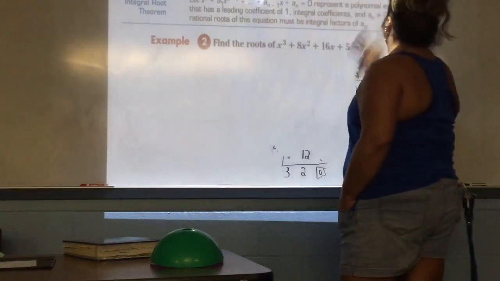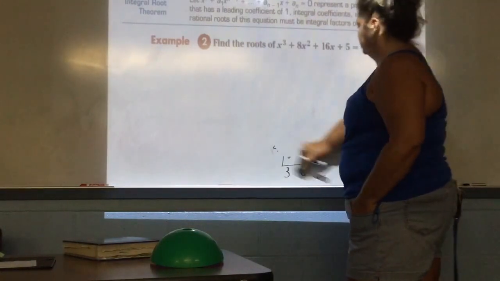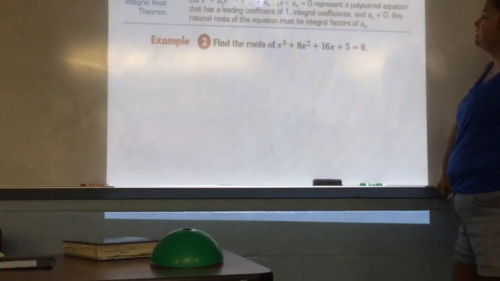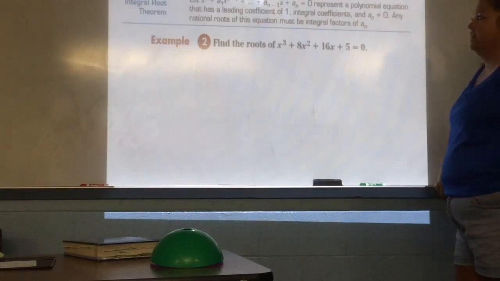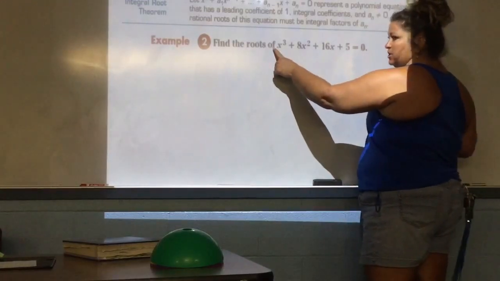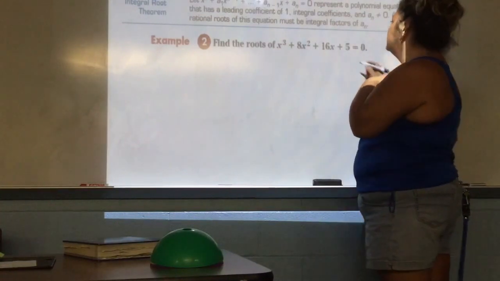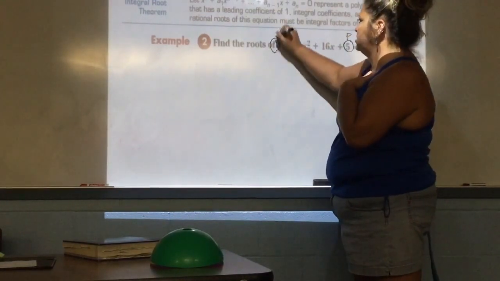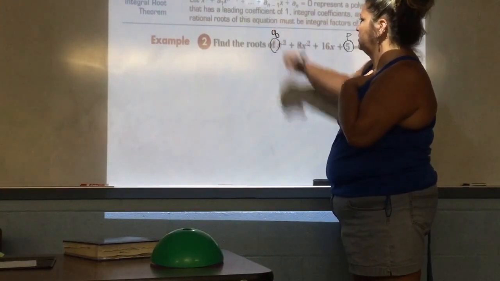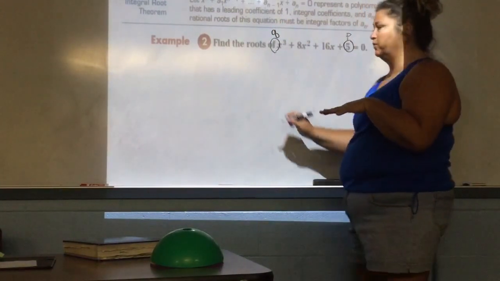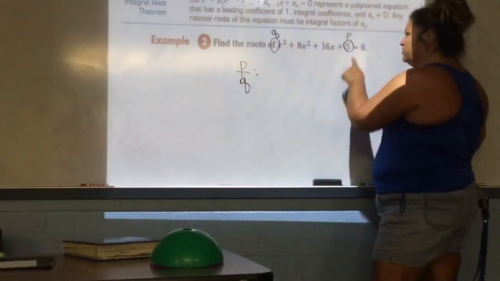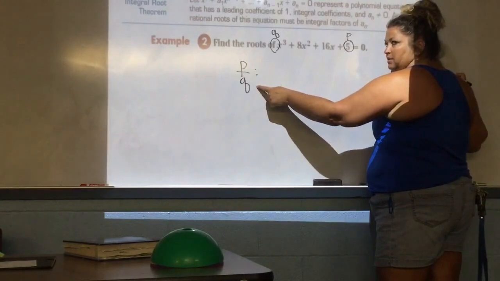Integral root theorem. Let's see what this one says. It's a polynomial equation that has a leading coefficient of 1. Okay, this is just a fancy way of saying if our leading coefficient is 1, this is my P, this is my Q. Now let's think about this. If we do everything P over Q, it's gonna be all the factors of this over what?